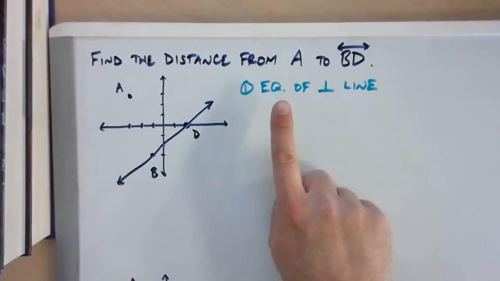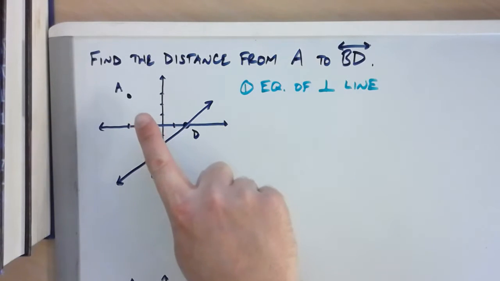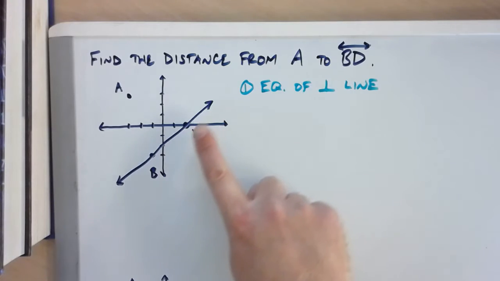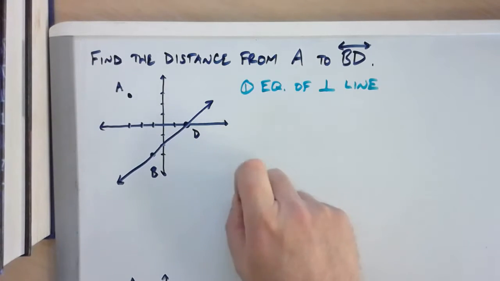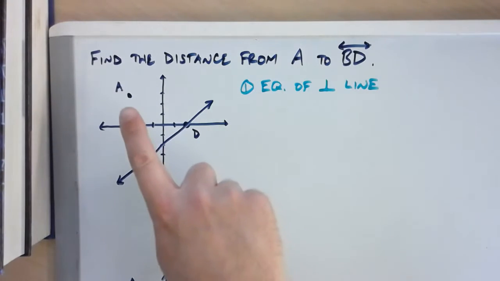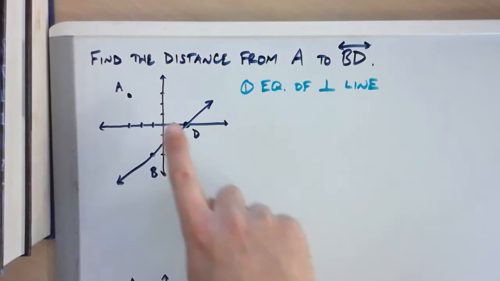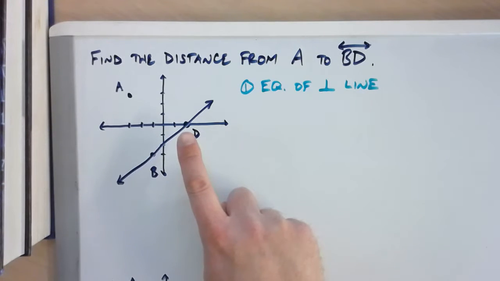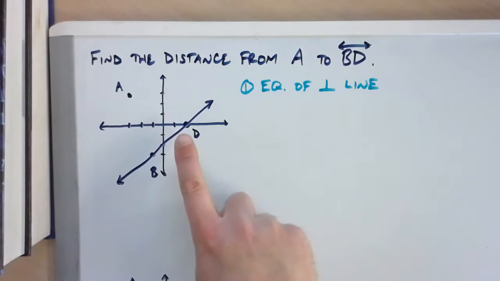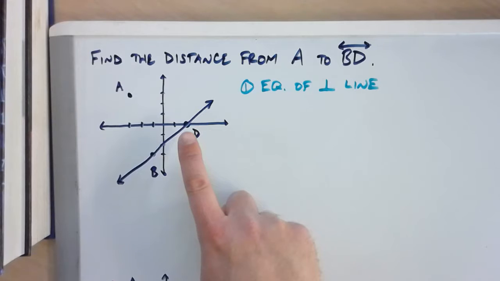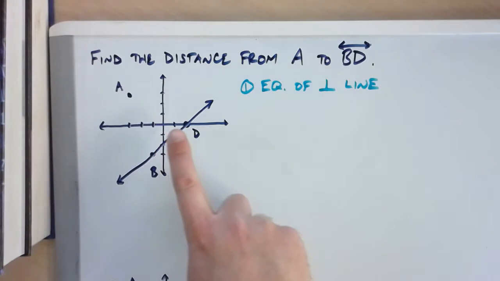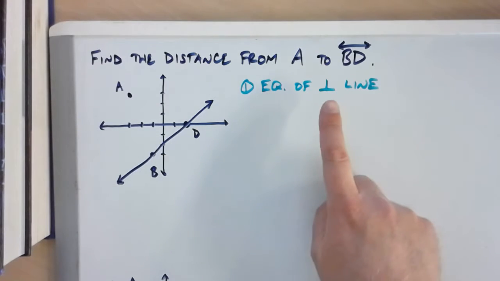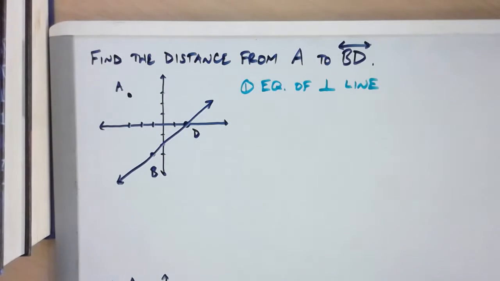Step 1, we're going to find the equation of the perpendicular line that connects the point to this object, line BD. And it's very tempting for students to just say, oh, well, A is closer to D than it is to B, that must be the distance. That's not true. That would be the distance from A to D, something we've done in a previous chapter using the distance formula. We're going to use the distance formula again, but in order to do it accurately here, I need to find the shortest possible distance, and the way I do that is by finding a perpendicular line.